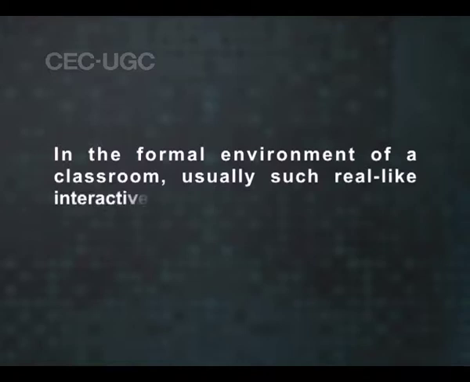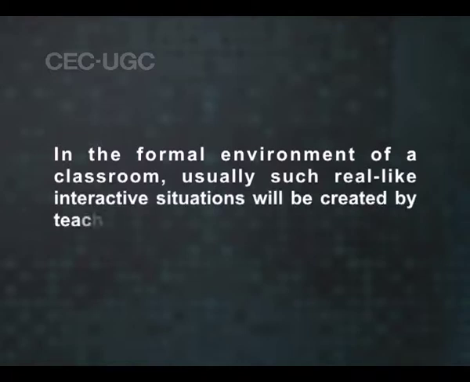In such a language-rich environment, the learner will be naturally picking up the language in order to interact with others. In other words, he will acquire the language by using it in real communicative contexts. In the formal environment of a classroom, usually such real-like interactive situations will be created by teacher interventions.